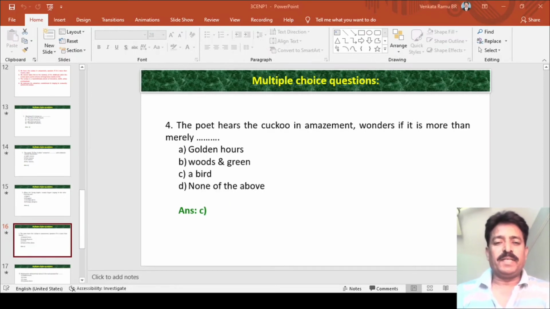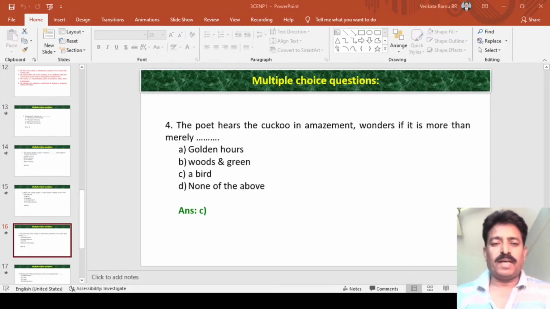Now the fourth question is, the poet hears the cuckoo in amazement, wonders if it is more than merely dash. The four alternatives given are A, golden hours; B, woods and green; C, a bird; D, none of the above. The correct answer is C. Thus, the poet hears the cuckoo in amazement, wonders if it is more than merely a bird. That is the correct answer.